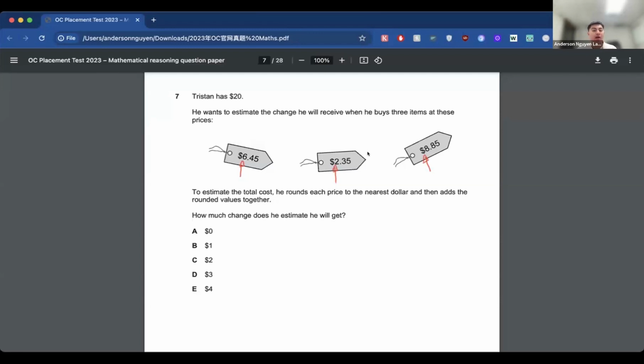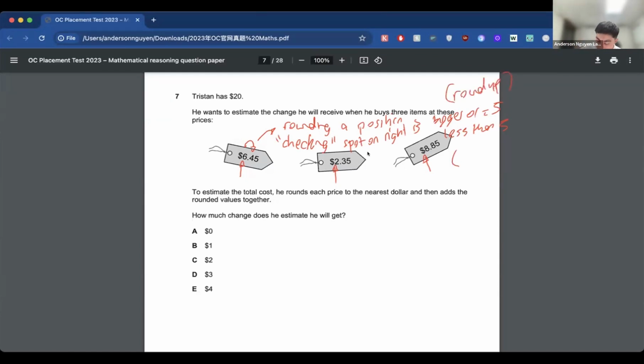So if you're rounding that spot, what you're checking is one spot to the right. When you're rounding a position, you check if the spot on the right is bigger or equal to 5, or less than 5. If it's bigger or equal to 5, then you round up. But if it's less than 5, you keep the digit the same, or you round down. Okay, let's give that a shot.